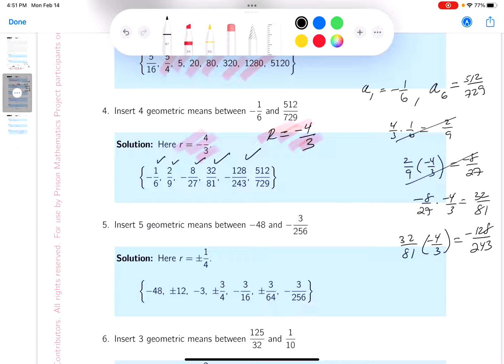What's the next number going to be? Minus 128 over 243 times minus 4/3. I like to check, by the way, that it lands on the number I expected to land on. What do you get over there? Well, on the bottom, 3 times 243 is 729. That worked out beautifully. And the top, let's see, 4 times 128 is 512. Things are working out as advertised.